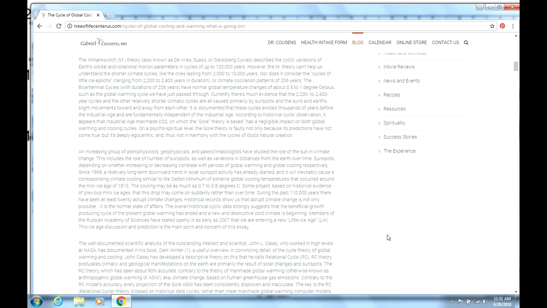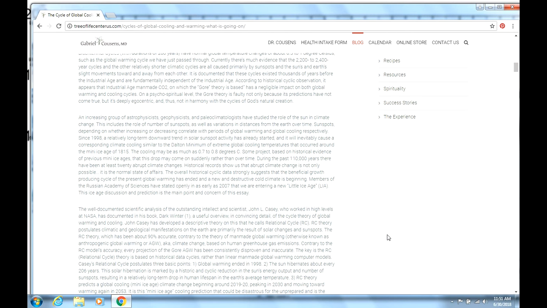The AGW is the global warming. The key is the RC theory is based on historical data cycles rather than linear man-made global warming computer models. Casey's relational cycle postulates three basic points. Global warming ended in 1998.